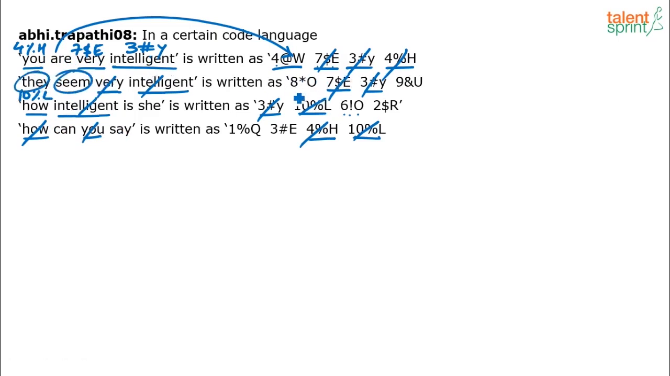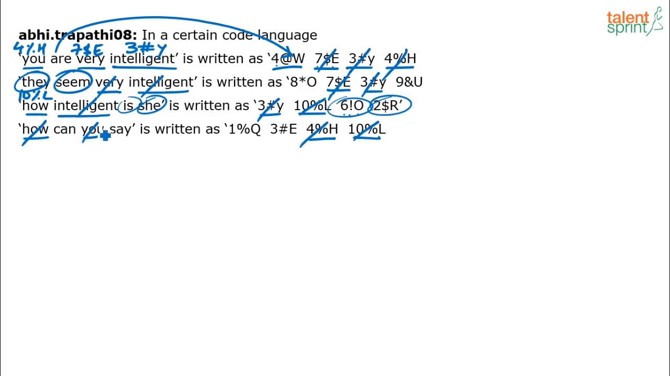It can be 8 * O or it can be 9 & U. Similarly here, "is" and "she" are unique. The unique codes are 6 ! O and $2 R. So it could be either of these. "Is" can be 6 ! O or $2 R and vice versa.